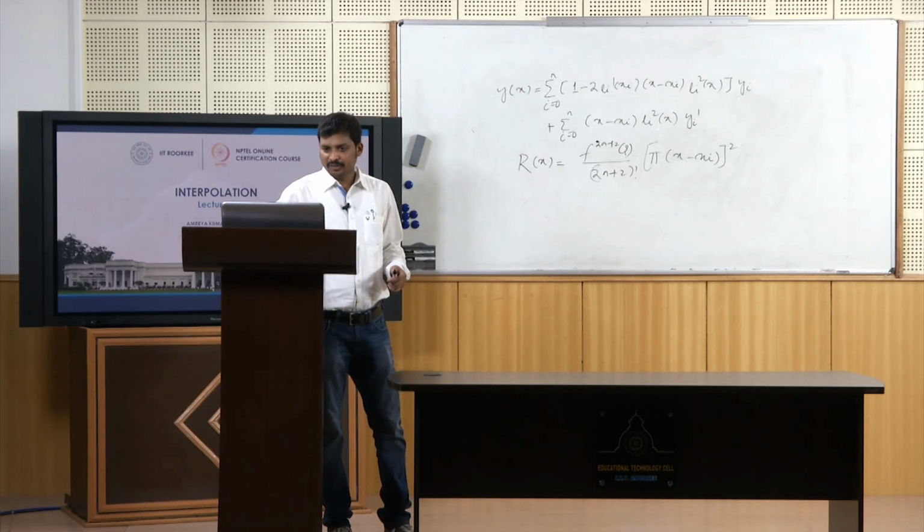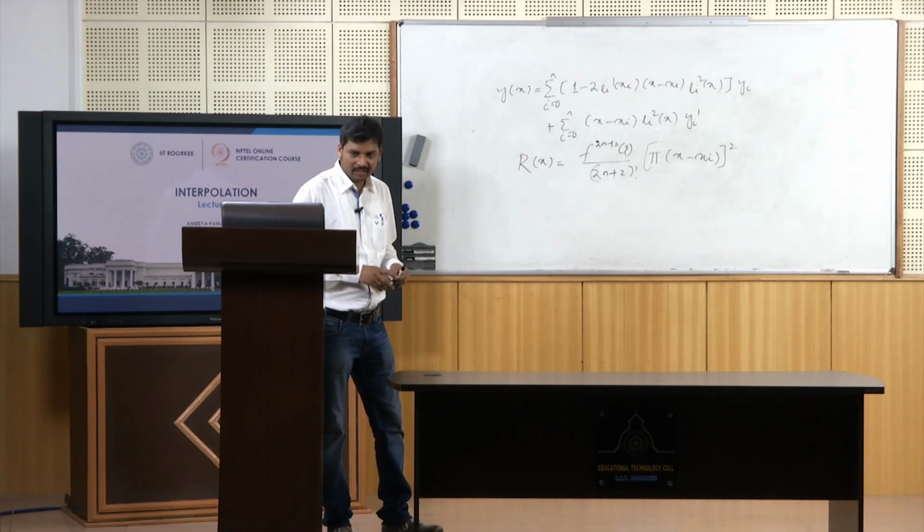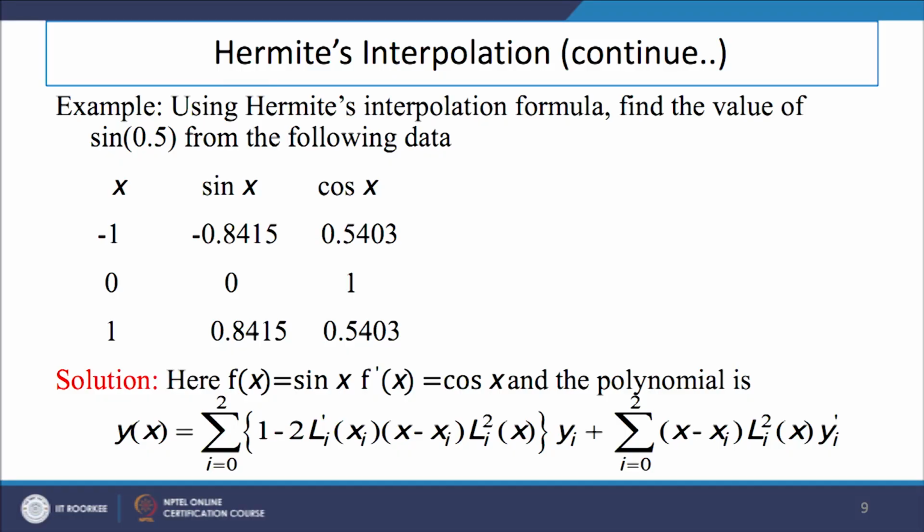So based on this, if you will just go for a problem here, that is suppose if the question is asked like using Hermite interpolation formula, find the value of sine of 0.5 from the following data.